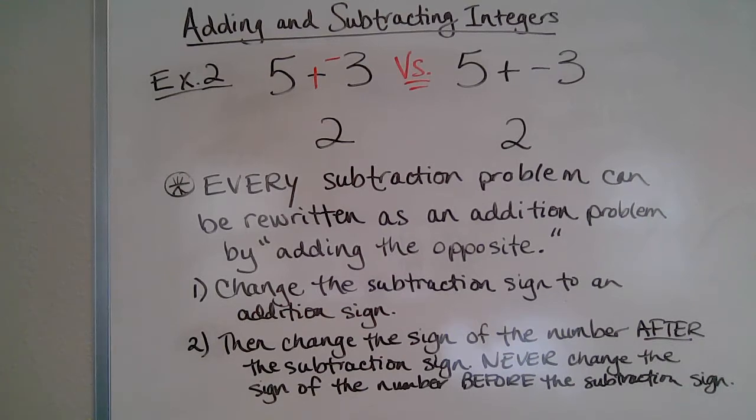Okay, so here's some notes that you might want to go ahead and pause the video so you can write them down. Every subtraction problem can be rewritten as an addition problem by what we call adding the opposite. So you can turn any subtraction to addition. You just follow these 2 steps. Step 1, change the subtraction sign to an addition sign. Step 2, then change the sign of the number after the subtraction sign. You never change the sign of the number before the subtraction sign. So take a moment, write this stuff down, and then let's show you how it works.